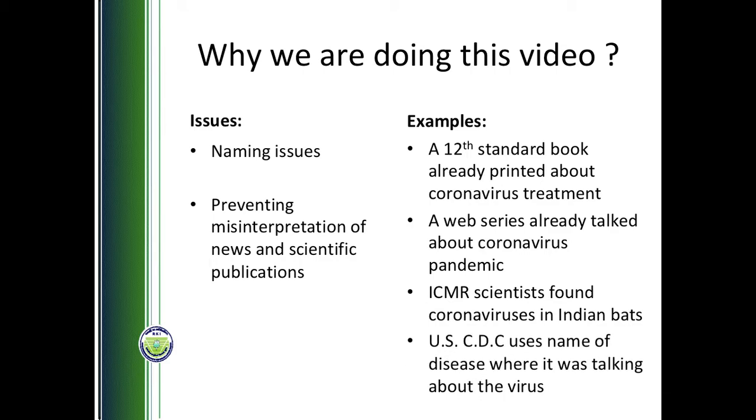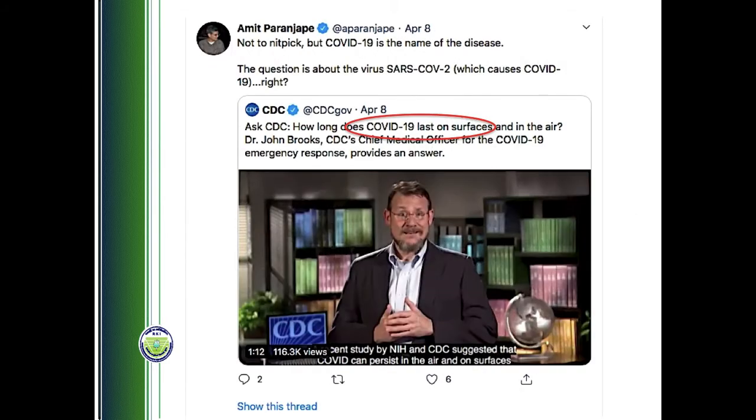A scientific organization of the highest caliber, for example the United States Center for Disease Control and Prevention, used the name of the disease where they were actually talking about the viruses. Let's see. Here is a post on social media by the CDC, the Center for Disease Control and Prevention, and they were talking about the viability of the virus on surfaces and in the air. And there, instead of writing the name of the virus, they have clearly written the name of the disease. As pointed out here by someone, it was a clear mistake. So even scientific organizations or scientists can go wrong. That's why this video.